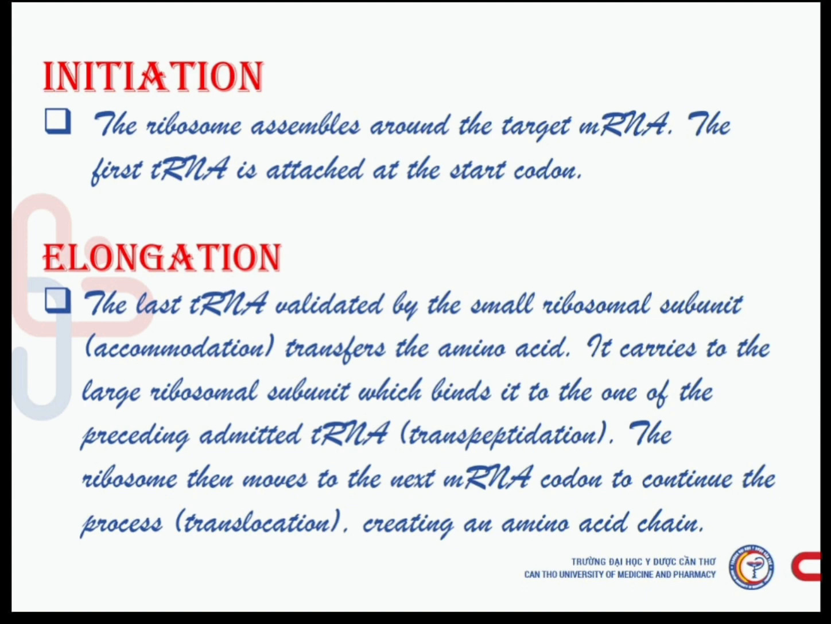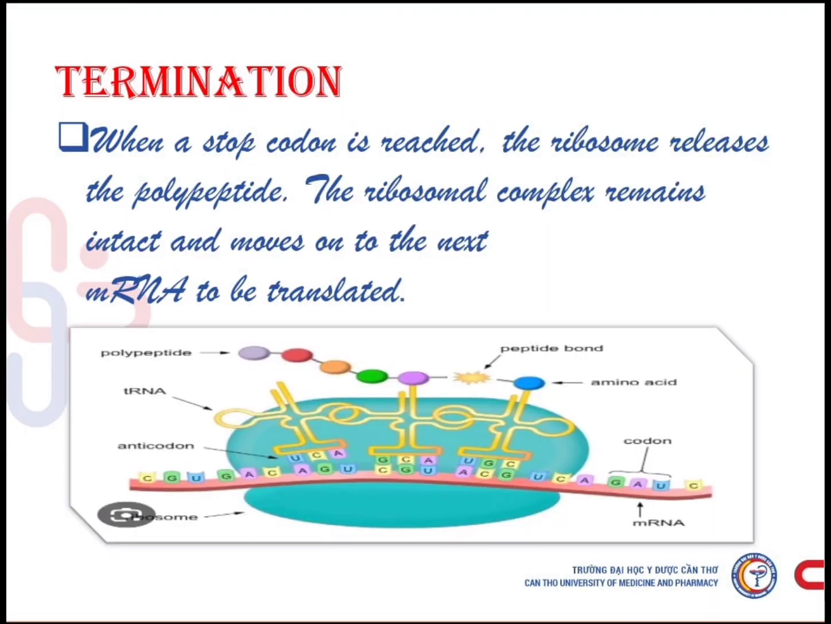Elongation. The last tRNA, validated by the small ribosomal subunit, transfers the amino acid it carries to the large ribosomal subunit, which binds it to one of the preceding admitted tRNAs, a step called transpeptidation. The ribosome then moves to the next mRNA codon to continue the process, called translocation, creating an amino acid chain. Termination. When a stop codon is reached, the ribosome releases the polypeptide. The ribosomal complex remains intact and moves on to the next mRNA to be translated.